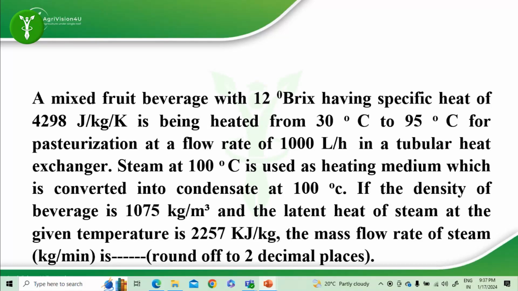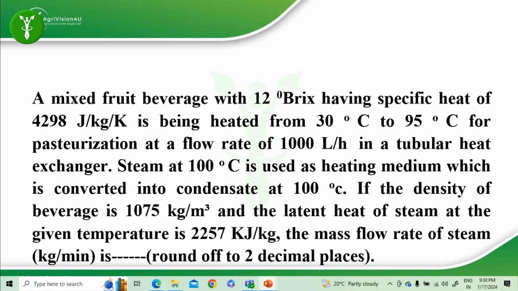Okay, so as you can see, this is a typical example of a heat exchanger, basically a pasteurizer. So here we have been provided with two streams. Okay, two streams here, right? One stream is of the fruit beverage. Now that fruit beverage is being heated from one temperature to another temperature, right?